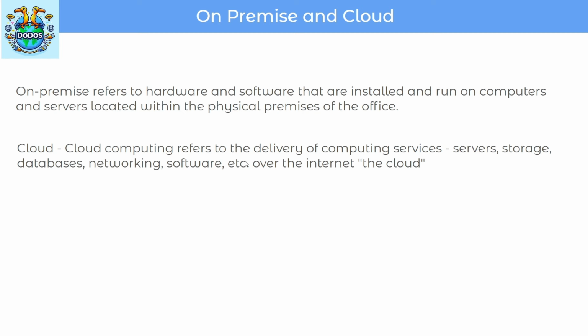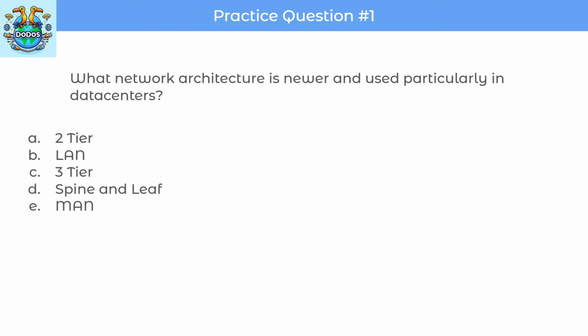So it's the delivery of computer services, which is servers, storage, databases, networking, and software over the internet, or the cloud. Other people have stations where you can borrow their resources for money. That's if you don't have the money to set up your own on-premise stuff, because it gets very expensive if you have on-premise hardware on your own computers in the office.